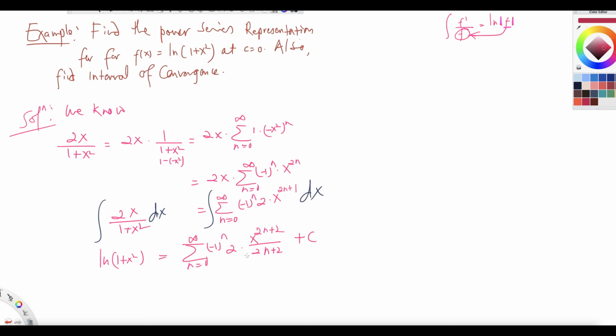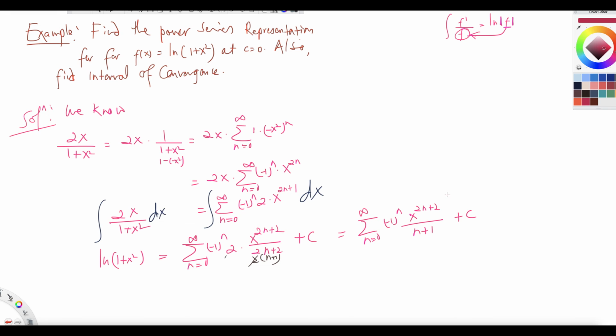Okay, so here you can factor out 2. If you factor out 2, how does that look? 2 times (n+1), that's what you get, and that 2 will cancel out. So basically what you get here is the summation n equals 0 to infinity, (-1)^n, and then x^(2n+2) divided by n+1, and then plus c.